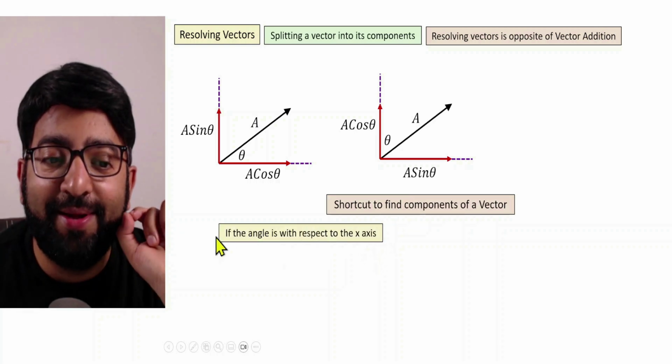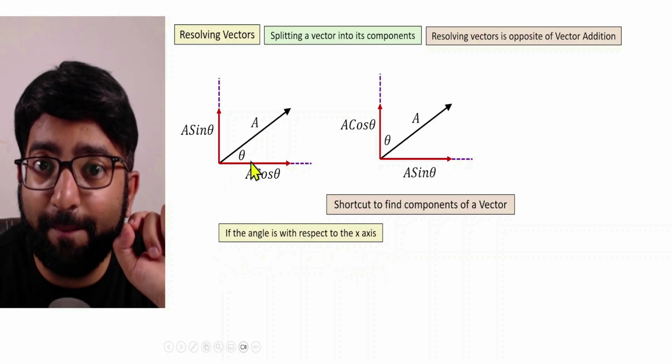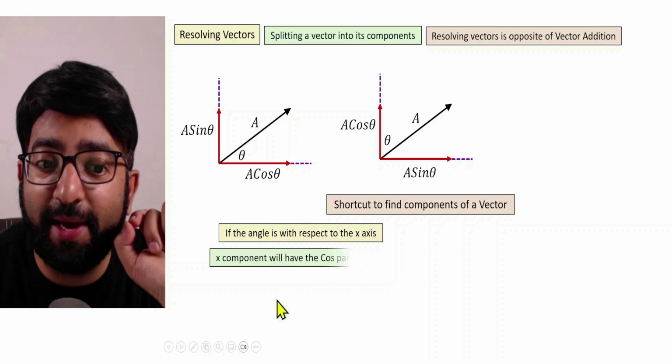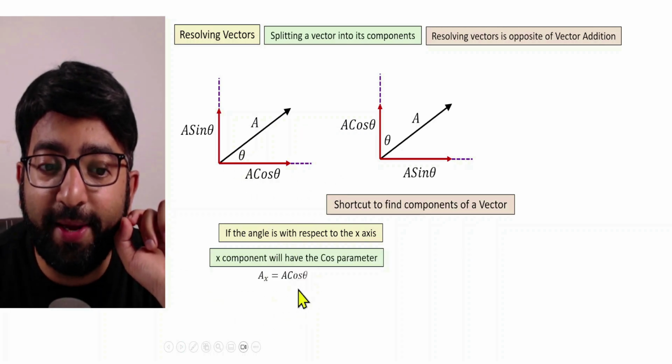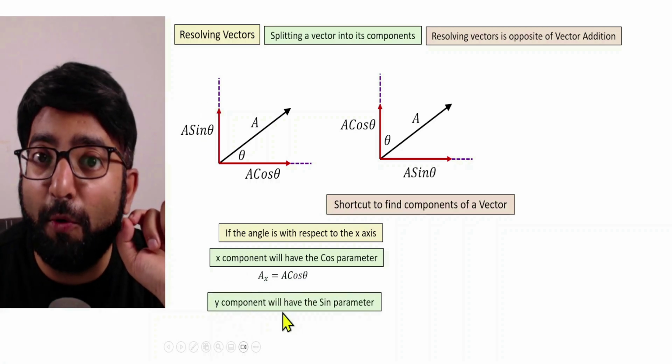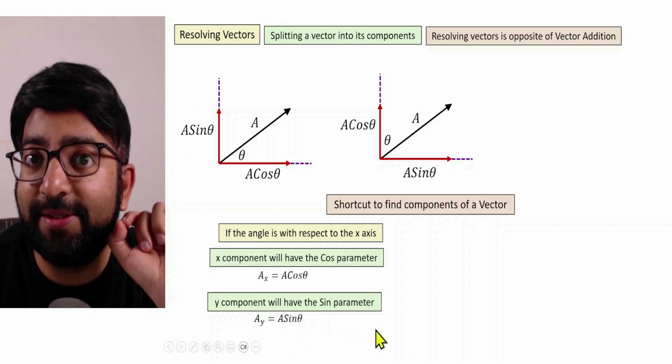So what is the shortcut? Let's see. If the angle theta is with respect to the x-axis, for example, in this diagram, theta was between the vector and the x-axis. In this case, the x component will have the cos parameter, as you can see. So AX will be A cos theta. And then the y component will have the sine parameter as you can see here. So AY will be A sine theta.